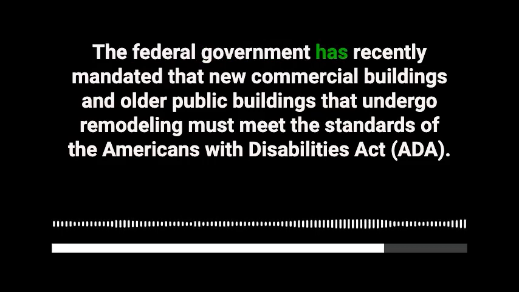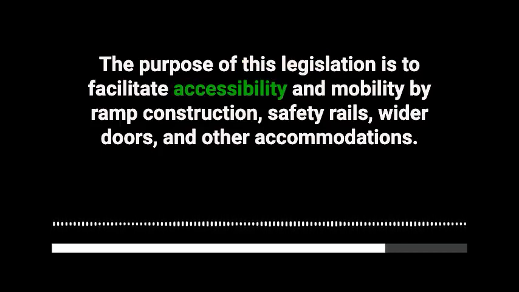Americans with Disabilities Act. The federal government has recently mandated that new commercial buildings and older public buildings that undergo remodeling must meet the standards of the Americans with Disabilities Act. The purpose of this legislation is to facilitate accessibility and mobility by ramp construction, safety rails, wider doors, and other accommodations. ADA does not apply to residential housing.